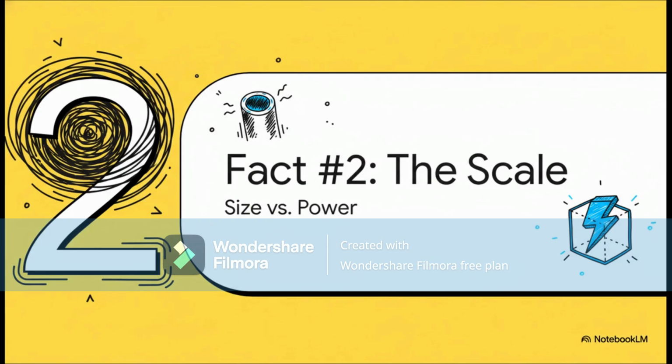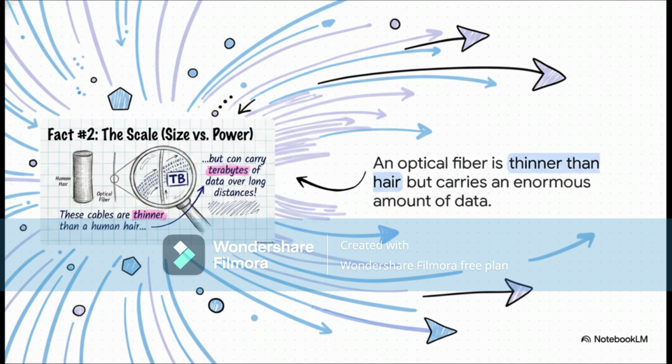Okay, on to fact number 2. So we know it's incredibly fast, right? But what's maybe even crazier is just how much power is packed into something so unbelievably tiny. I mean, just look at this. On one side, you've got a human hair. On the other, the optical fiber. It is so thin, but you absolutely cannot let its size fool you. That tiny little strand is a full-blown data superhighway.